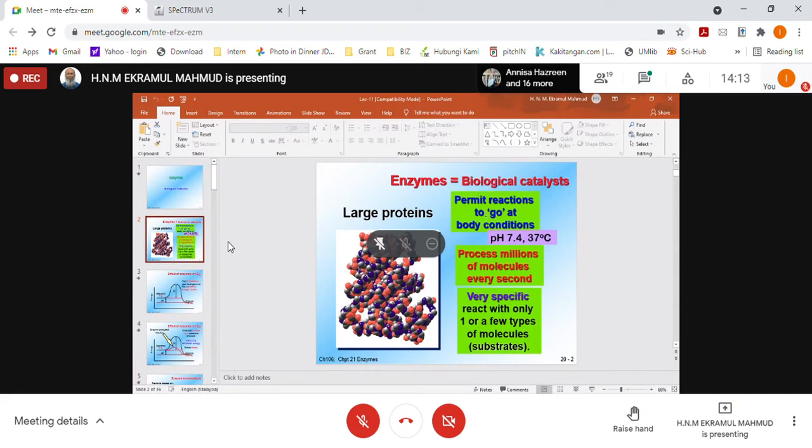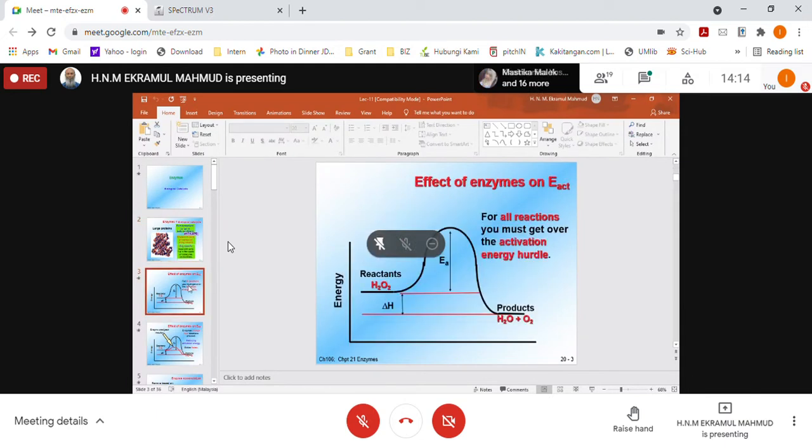Enzymes can be used as catalysts in any biological reaction. They permit reactions to go at our body temperature conditions, that is pH 7.4 at 37 degrees centigrade. They process millions of molecules per second. So it's very specific, reacting with only one or a few types of molecules. These are called substrates. As usual, this one will follow the activation energy barrier. It will cross the activation energy and finally form the product.